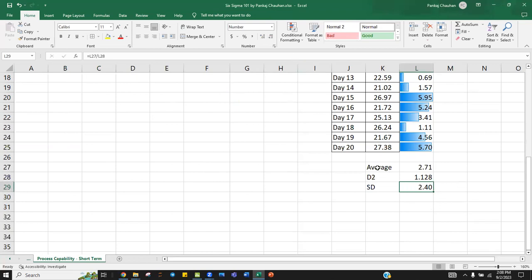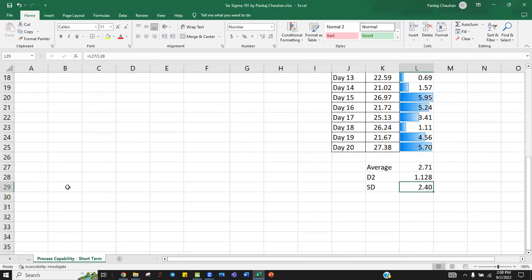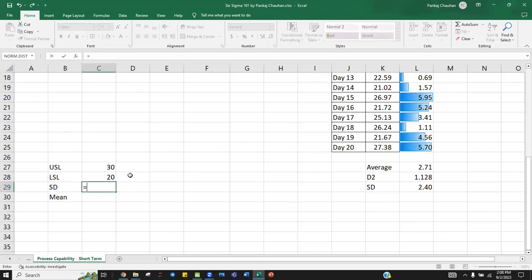So here is my average value of range. I have the D2 constant. Average value divided by the D2 constant is 2.40. And here is my data. So let's write down some values here. Here is my upper specification limit. This is my lower specification limit. Here is my standard deviation, and here is the mean value. So mean, lower specification limit and upper specification limit, we already know. We decided upper as 30, lower as 20. Standard deviation is this value.